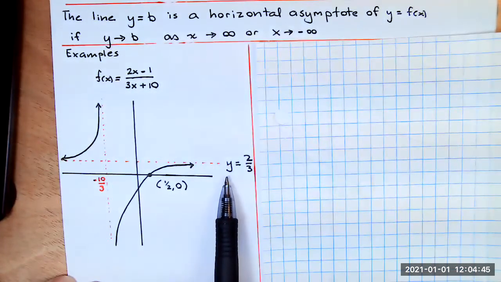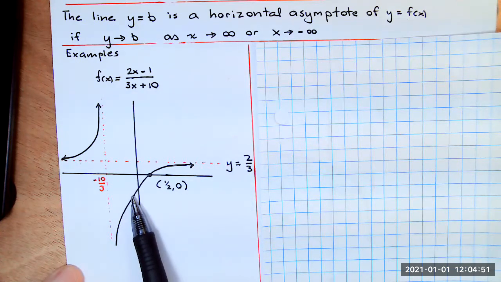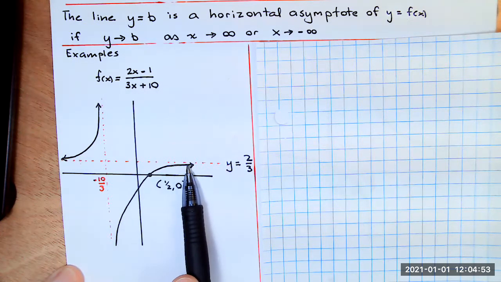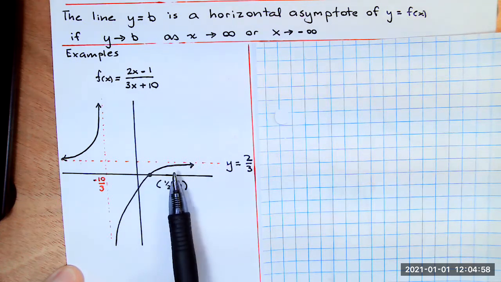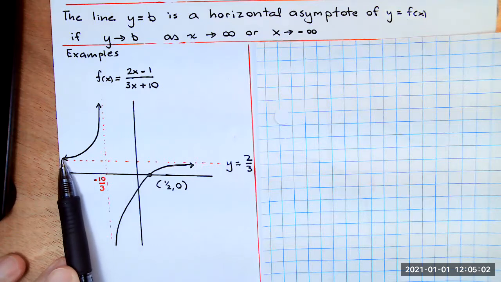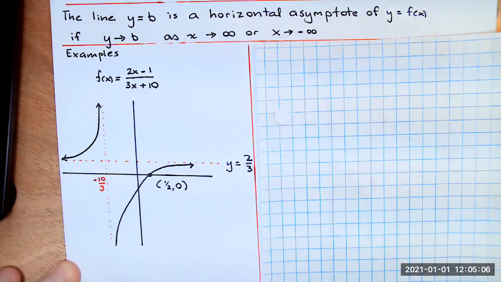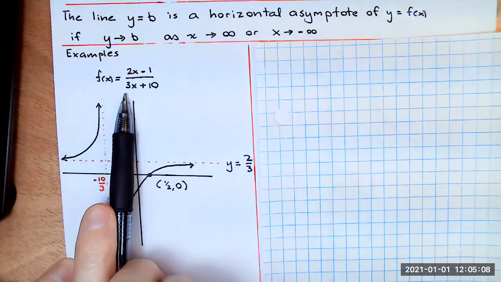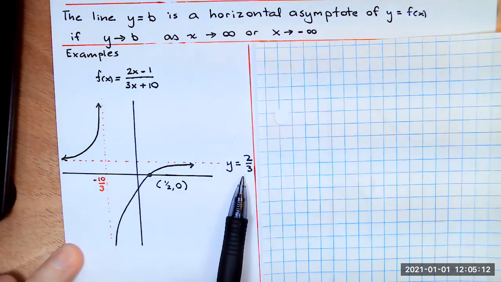This function has a horizontal asymptote of 2/3. So when x goes to positive infinity, it approaches y equals 2/3. And when x goes to negative infinity, the value of y approaches 2/3. Is there anything about this function that might give you that horizontal asymptote?